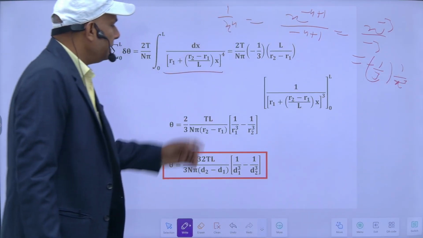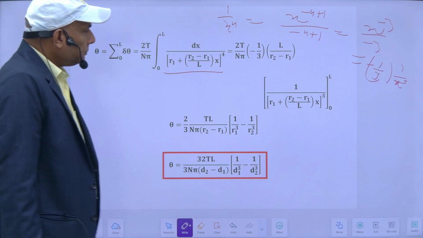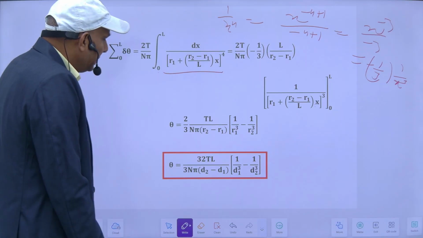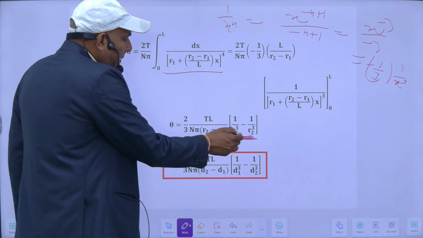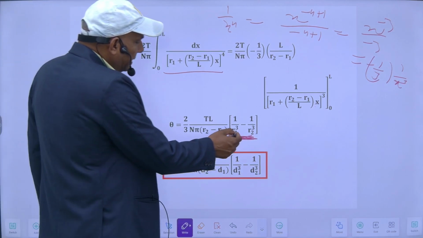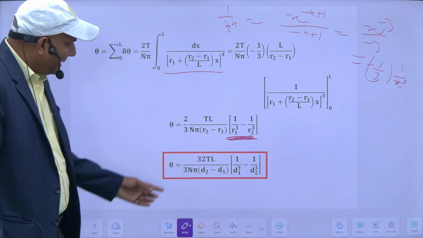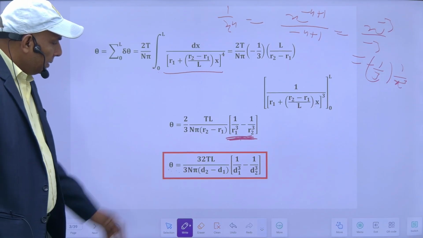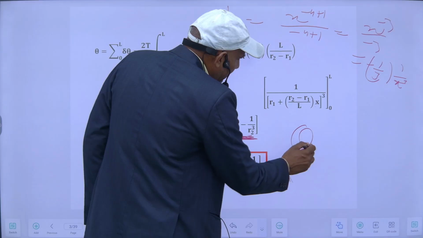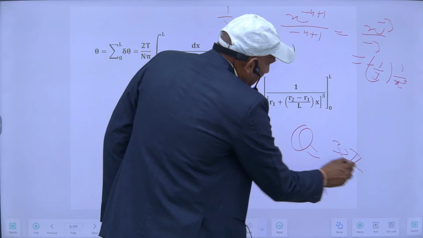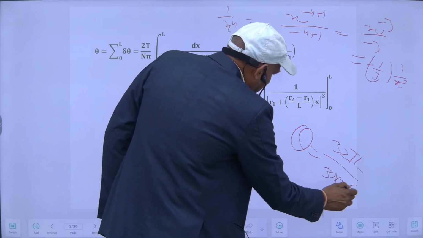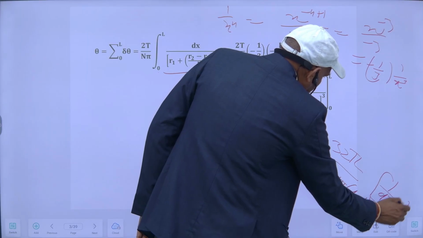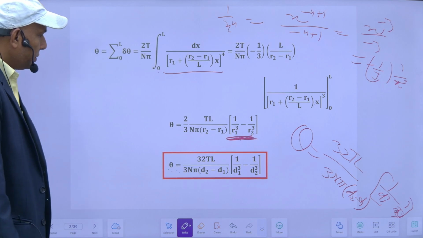So like this, the integration will be this. If I put the value of L here, finally my equation will become like this. Suppose I convert this radius in terms of diameter, then I will arrive at this equation. So this is my final product. The final formula is: total angle of twist theta is equal to 32 TL upon 3 n pi, into d2 minus d1, into 1 upon d1 cube minus 1 upon d2 cube. So this is my total angle of twist.